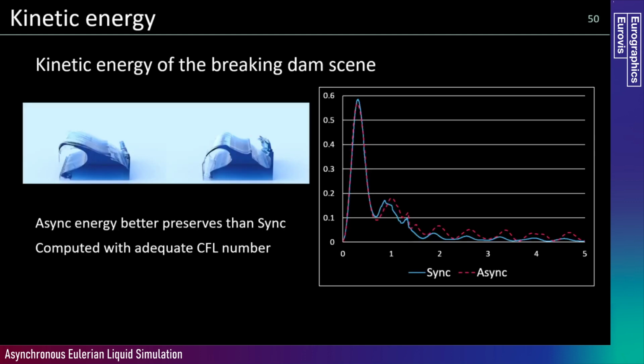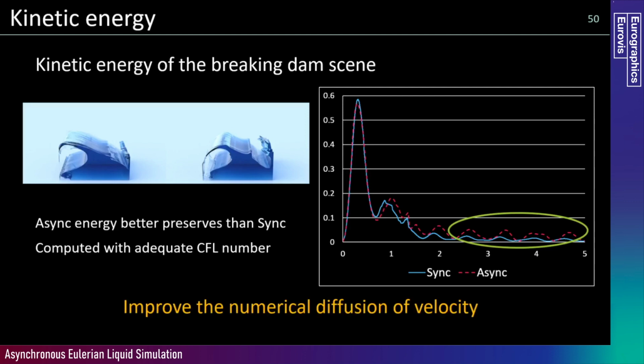Next, let's rethink the kinetic energy of the breaking dam scene. In this graph, the blue line is the result of the synchronous method and the red line is the result of the asynchronous method. We can see that the kinetic energy of the asynchronous method is larger at the end of the simulation. It is because we use a time step with adequate CFL number for every domain with our domain decomposition method. This result indicates that we can reduce the numerical diffusion of velocity and improve kinetic energy.